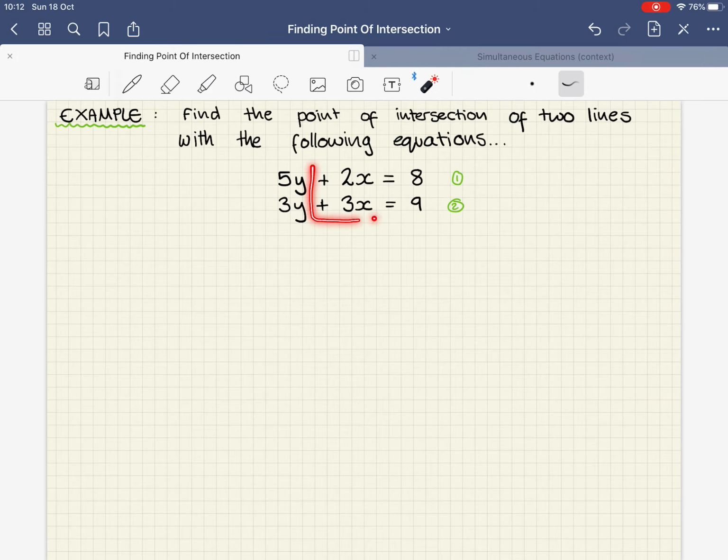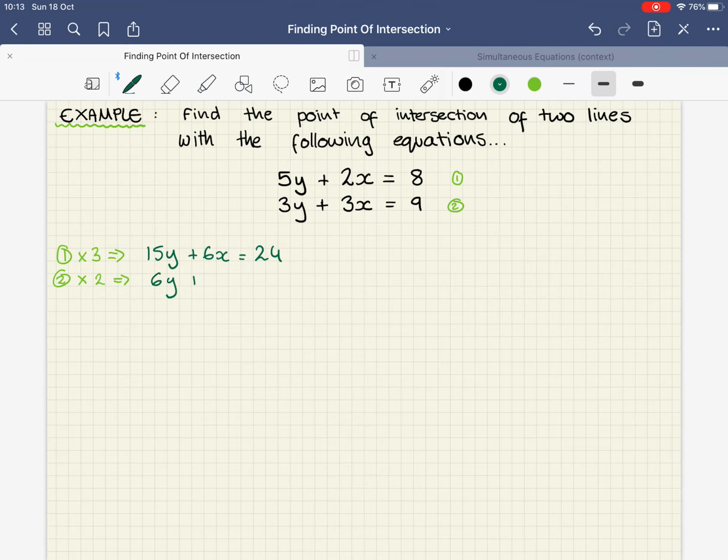So I'm just going to focus on the middle part. And I'm going to multiply equation 1 by that 3. And I'm going to multiply equation 2 by the 2 there. So I'm just going to write over here. So 1, I'm going to multiply it by 3. And equation 2, I'm going to multiply that by 2. So I've got 15y plus 6x equals 24. And then I've got 6y plus 6x equals 18. So that's my equation 3 and my equation 4.